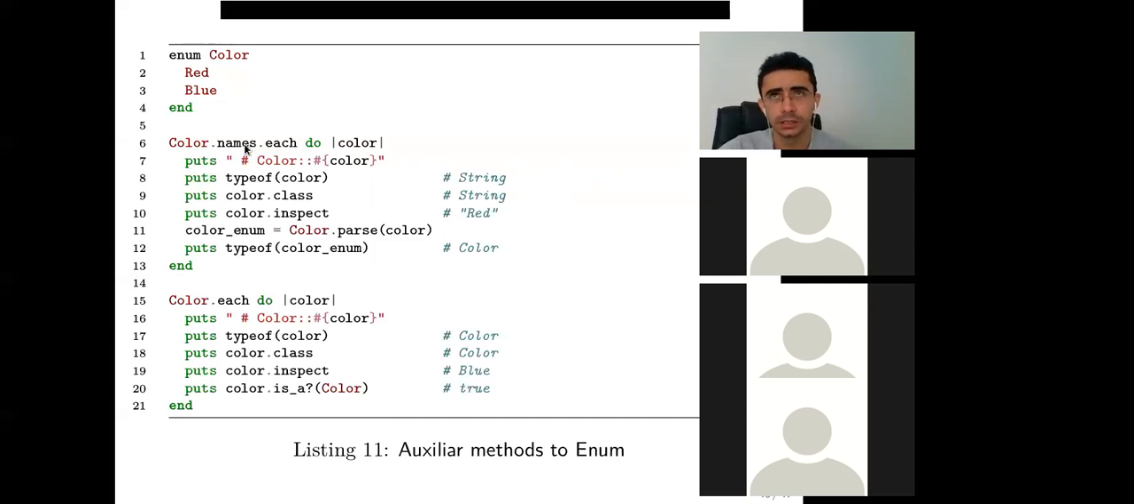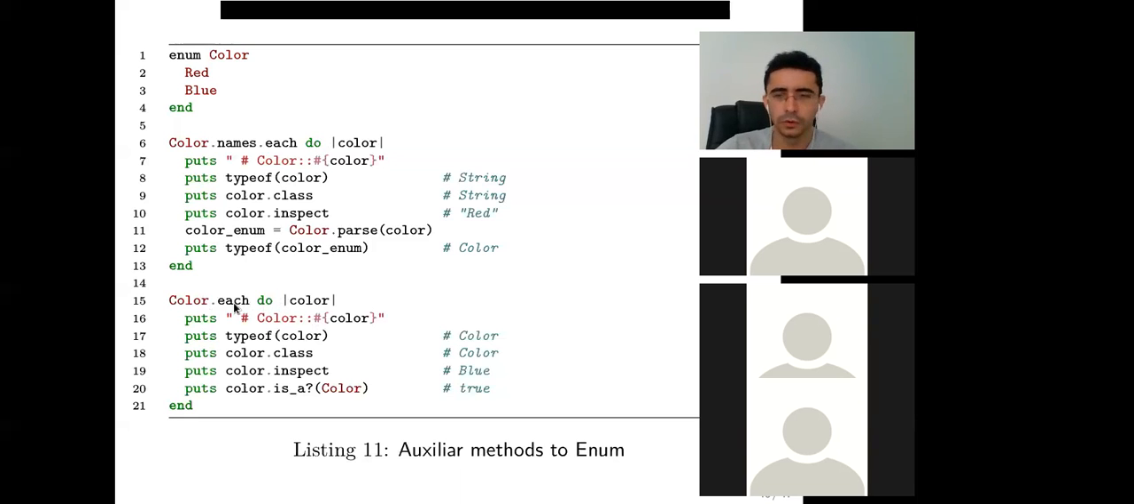Names returns an array of strings. So the first time I run this code, the class of it is a string. All the possible types of color is a string. The first run of the code, its value is a string with the content red. But I can also parse the color, for example, I receive a value from the user and I can parse it to an enum. If I inspect all the types that this variable can accept, it is Color. This is another method.